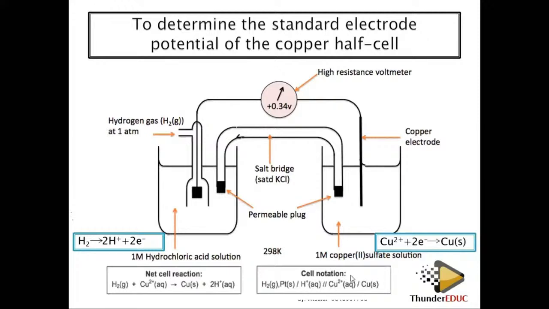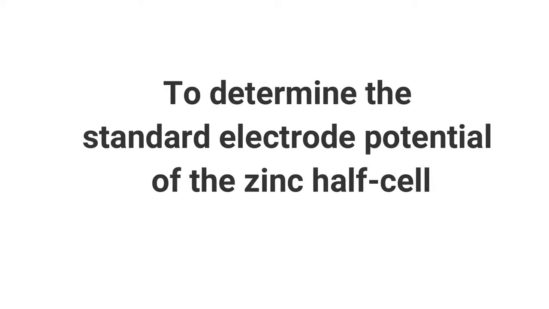In this cell notation, we don't balance the equation. You don't put the two. You just have to write what is really happening. But in the net cell reaction, we balance. It's supposed to be balanced. That's why you have here only hydrogen ion, and yet here you have two hydrogen ions. Let's look at another example.